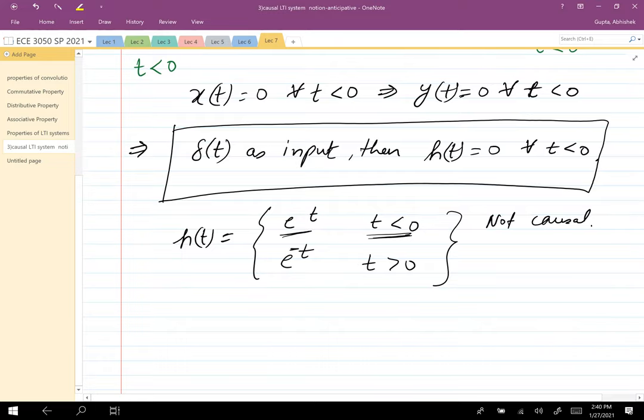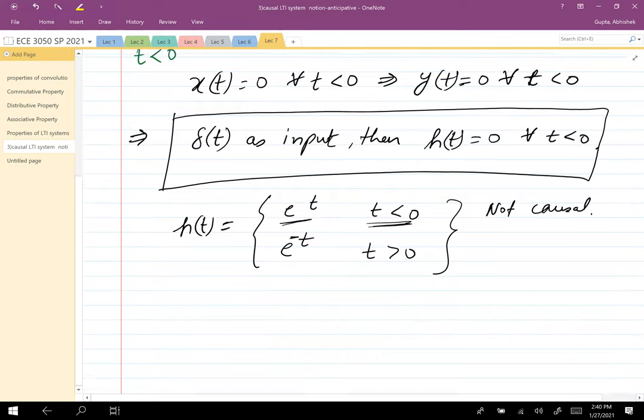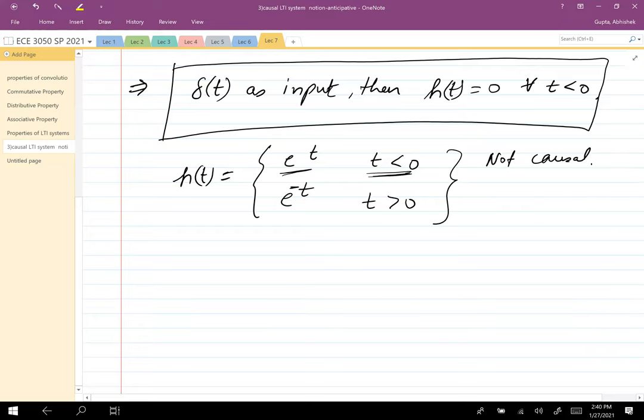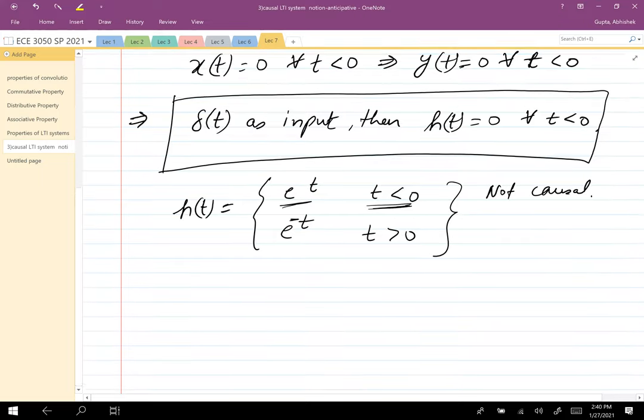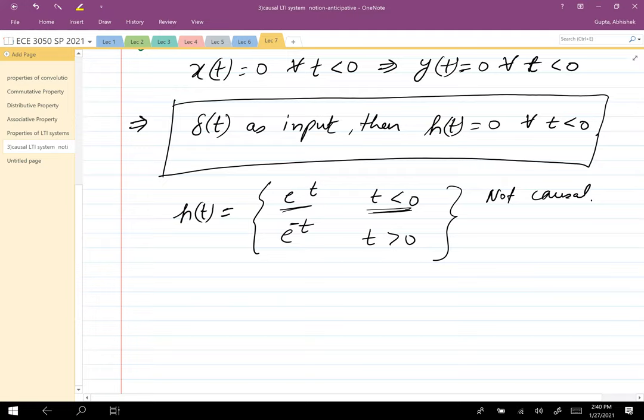Okay, any question so far? It's not causal because when t is less than zero, e to the t is not equal to zero. So remember, h of t has to be zero. H of t should be equal to zero for all t less than zero. This is the key property.